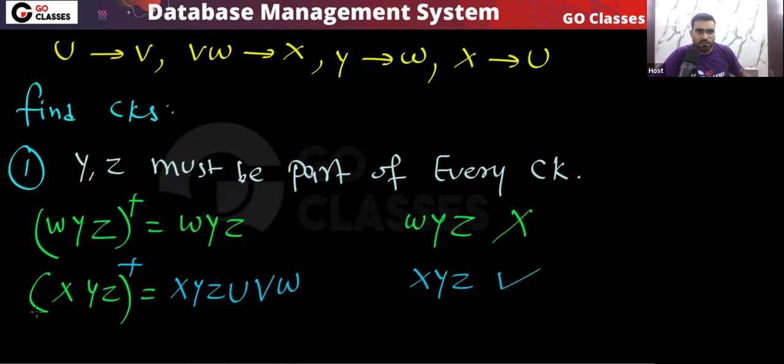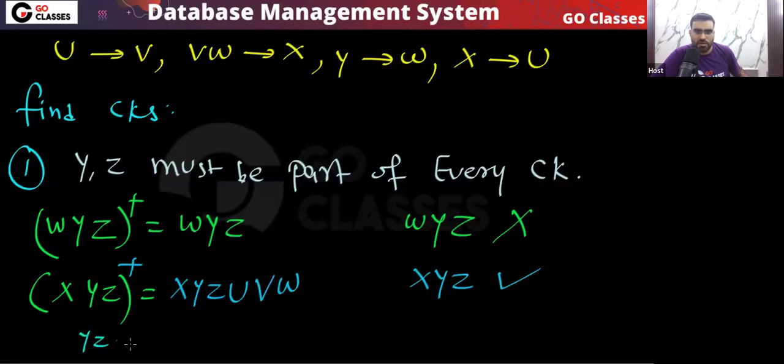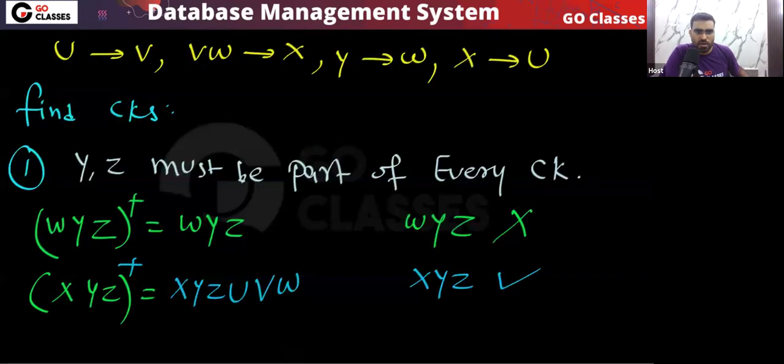With YZ, let's add one more attribute. Let's add Y. Yes, that's it. Remember, we have done this: YZ plus one more attribute. So far, from this we got these candidate keys: UYZ, VYZ, and XYZ.